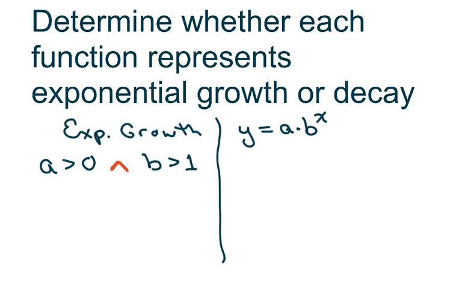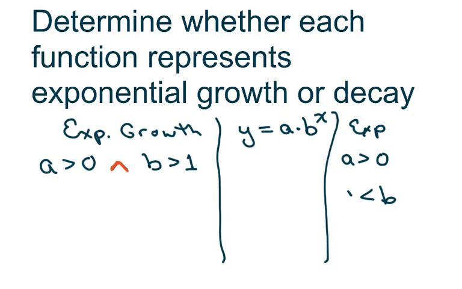Now for exponential decay, a must be positive. However, b is a fraction in between 0 and 1. And all we're going to do is classify functions as either exponential growth or decay or neither. So we're going to look at this.